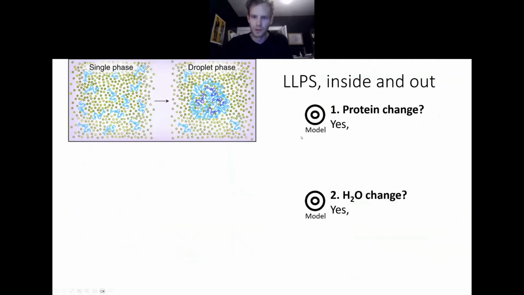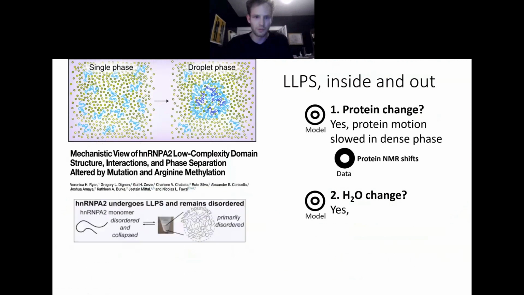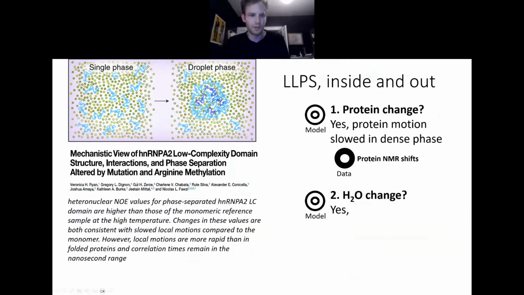So my model to interpret that comes from data from some papers. The first one is from the Fawzi group, which looks at HNRNPA2, and they claim that HNRNPA2 undergoes liquid-liquid phase separation and remains disordered in both the single phase and the droplet phase. But when they do NMR on it, they claim that the heteronuclear NOE values for the phase-separated HNRNPA2 low complexity domain are higher than those of the monomeric reference sample at high temperature. Changes in these values are both consistent with slowed local motions compared to the monomer.